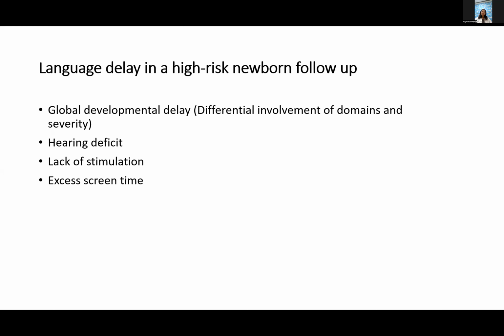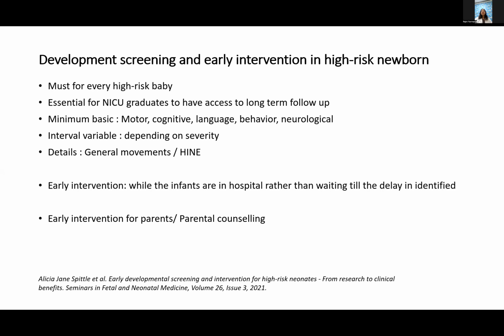Now, the other important reason can be hearing deficit. Obviously, when you deal with a child who has language delay, the first and foremost thing is to confirm whether the child is able to listen or not. If you are clear that the child is able to listen, then you want to understand why the child is not improving on language milestones. So either there is poor stimulation, there is high screen exposure, or just as a part of global developmental delay, the child is going slowly in terms of motor as well as socio-cognitive and language milestones. These are the common reasons in a child who is preterm.